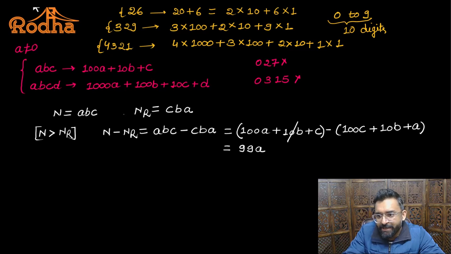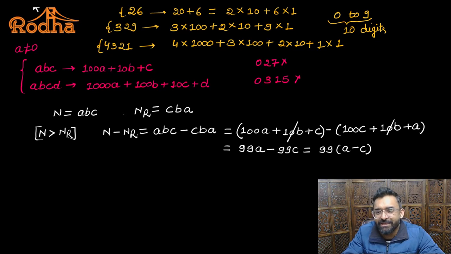Yes, 10B will get cancelled. It's going to be C minus 100C, which is going to be 99C. So essentially I'll be getting 99 times (A minus C). So clearly this equation is independent from B. B can take any value. Okay. What I can generate: A cannot be 0. A cannot be 0 here.